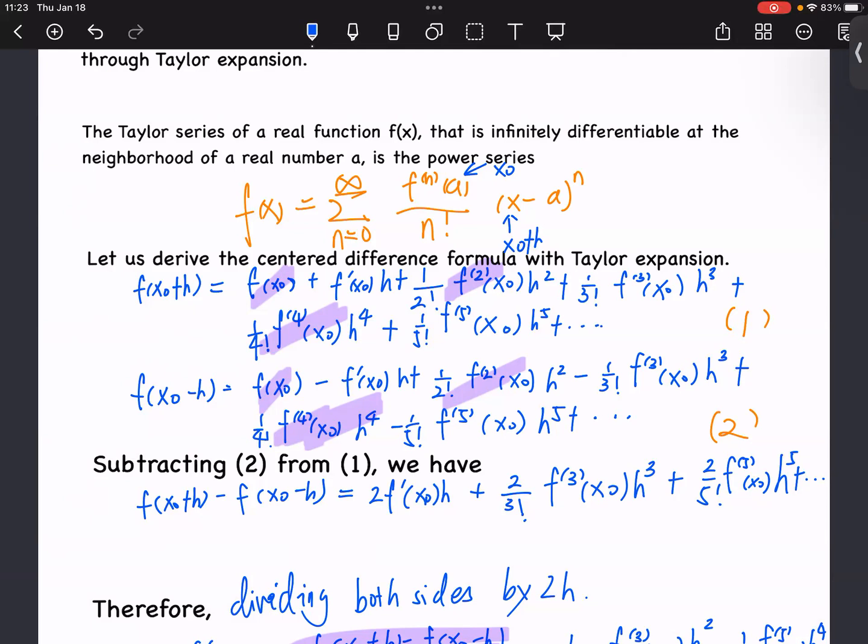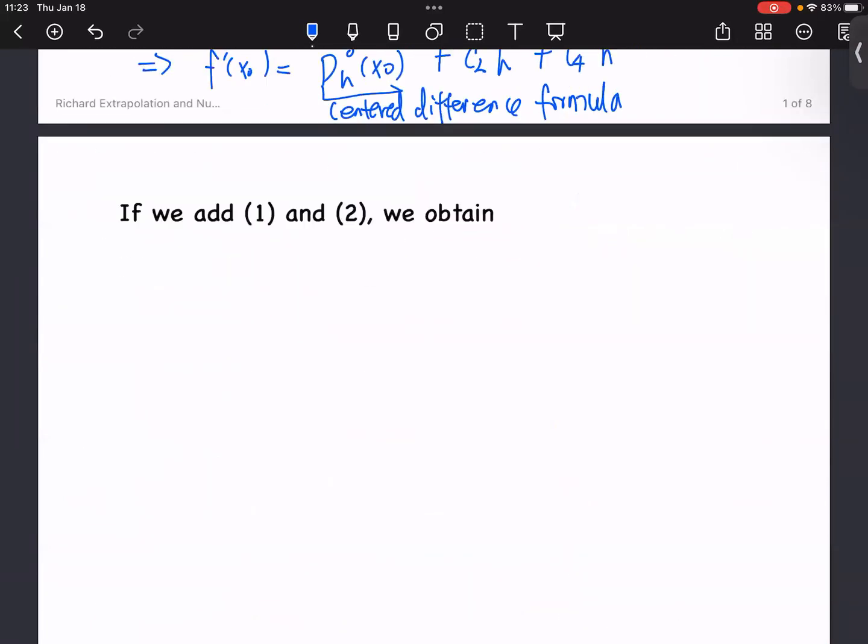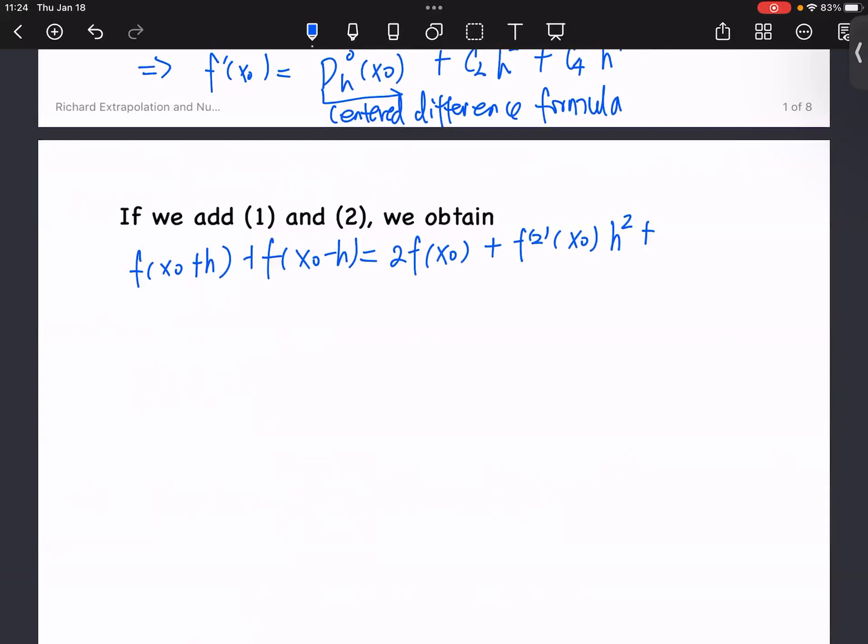So let's do the addition for these two formulas. We add the 1 and 2, and then we obtain this. This is the sum of these two Taylor expansions. Because of the cancellation, we only kept the even order terms. So we also have the fourth order here.